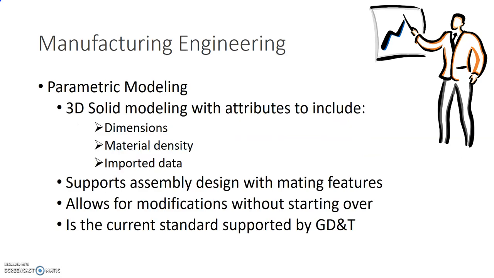Parametric modeling within the manufacturing scope also requires, and what we've had experience with in Engineering 3, with the Engineering 3 students, is that 3D solid modeling kernel with attributes to include dimensions, material density, and imported data. By that I mean you're able to determine center of gravity, specific density, and weight of an object once it's completely defined in a parametric model like our Autodesk Inventor.